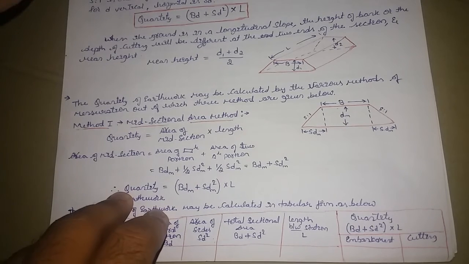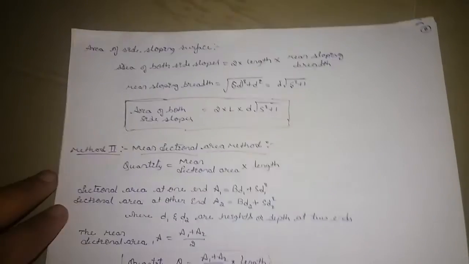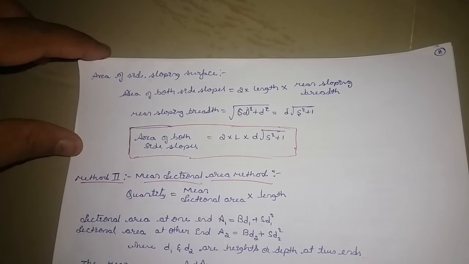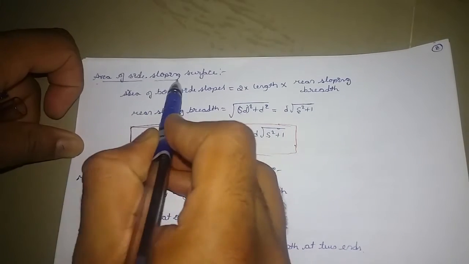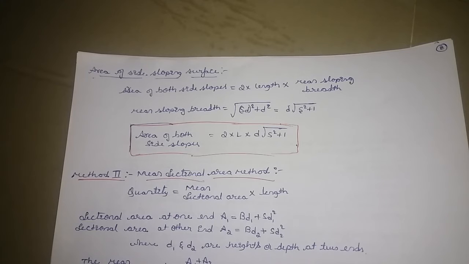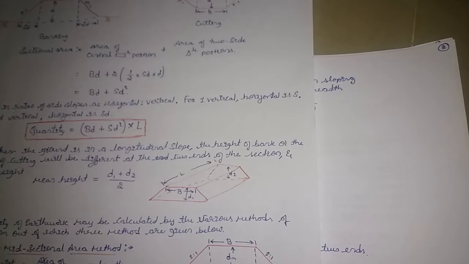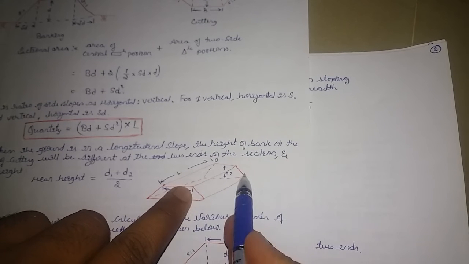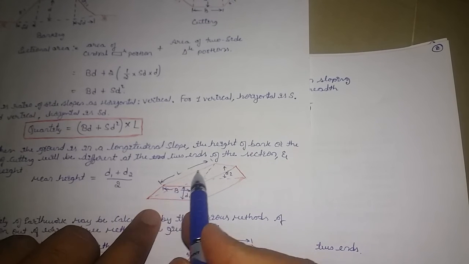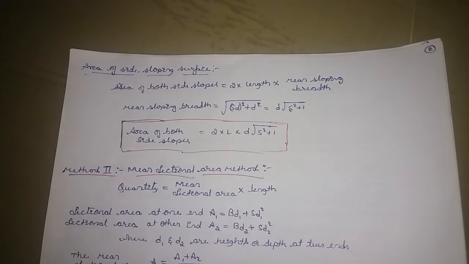Now we will see method number two. Before going to method number two, there is one more thing we need to find out, that is the area of the side sloping surface. What is the area of the side sloping surface? You can see here, this part from here to here is the side sloping part. You have two sides, so you have to get this side sloping part, and also this side sloping part here.